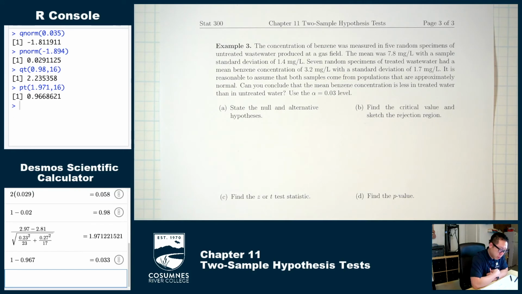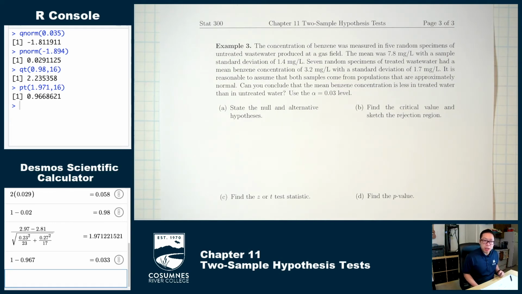Example 3. The concentration of benzene was measured in 5 random specimens of untreated water produced at a gas field. The mean was 7.8 milligrams per liter with a sample standard deviation of 1.4 milligrams per liter. 7 random specimens of treated wastewater had a mean benzene concentration of 3.2 milligrams per liter with a standard deviation of 1.7 milligrams per liter. It is reasonable to assume that both samples come from populations that are approximately normal. Can you conclude that the mean benzene concentration is less in treated water than in untreated water? Use the alpha equals 0.03 level.